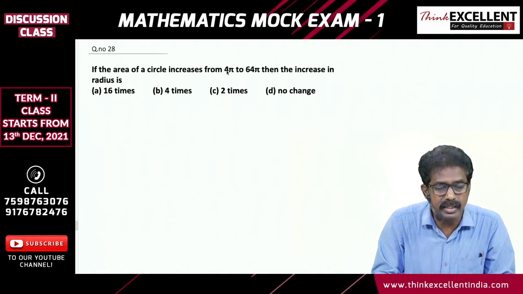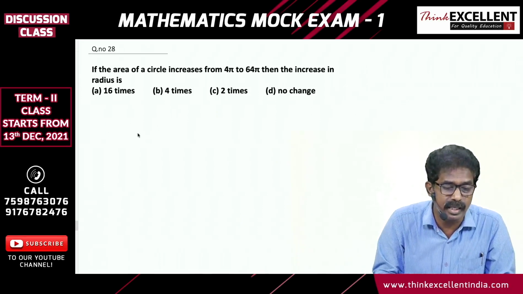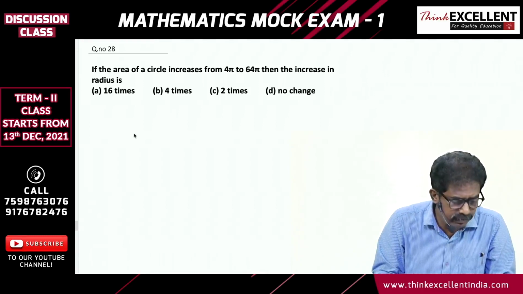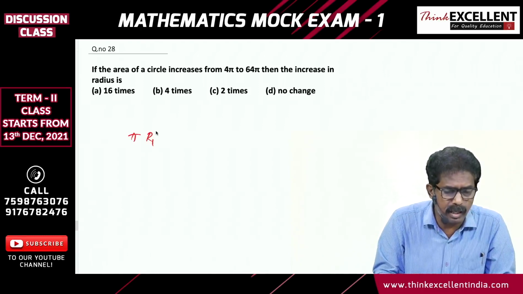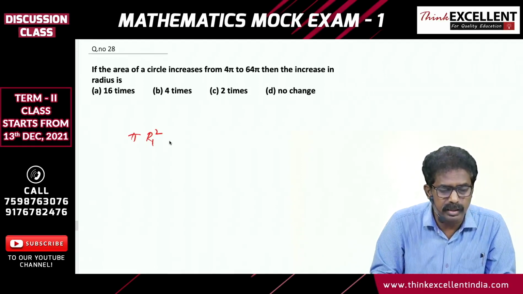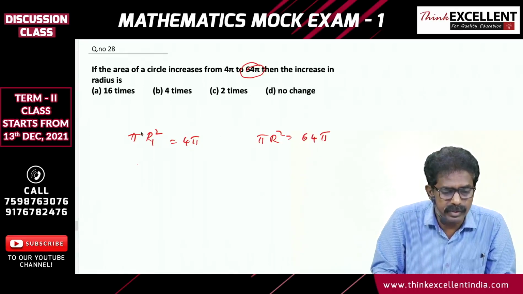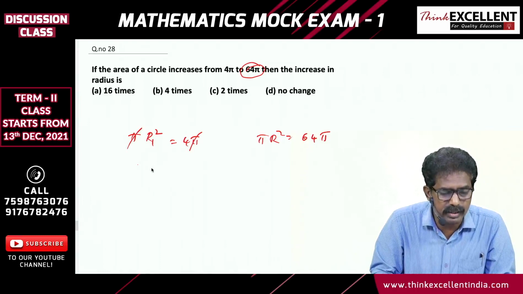Question number 28. Area of the circle increases from 4 pi to 64 pi. Two circles are there. Area of the first circle, I'm taking pi r1 square, that is 4 pi, they said. Second one, pi r2 square, that is 64 pi. If you simplify, pi cancels. r1 square is 4, so r1 is equal to 2. Second one, pi cancels, r2 square is 64. Take the square root, r2 is 8.